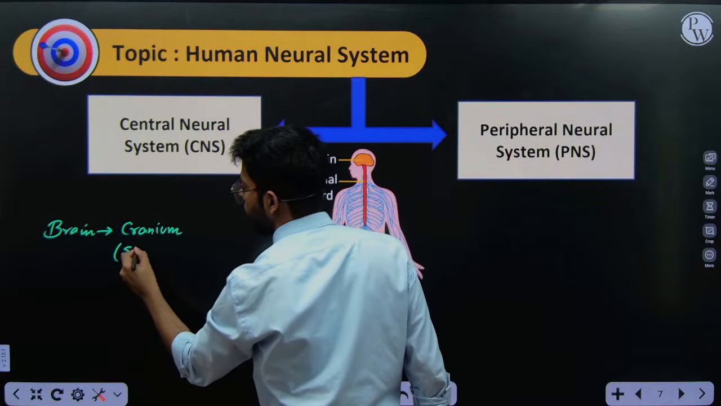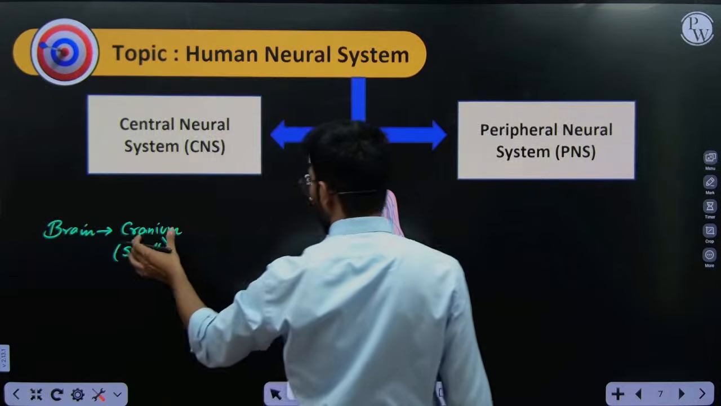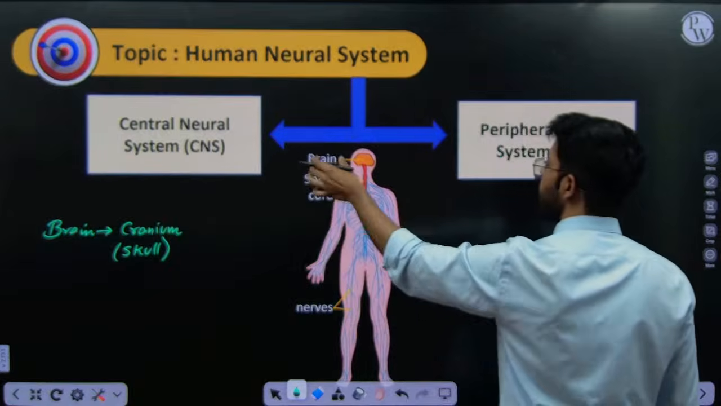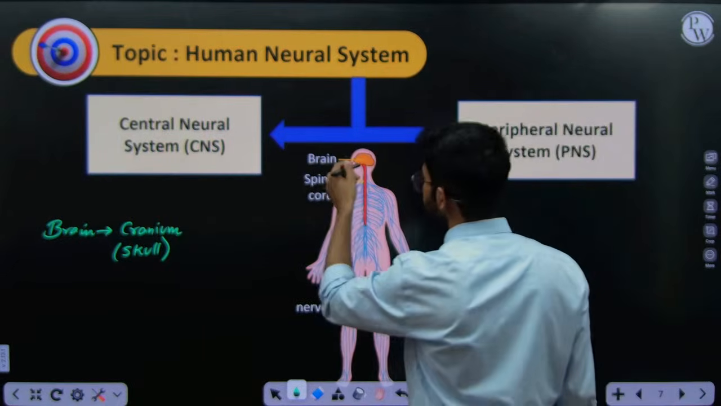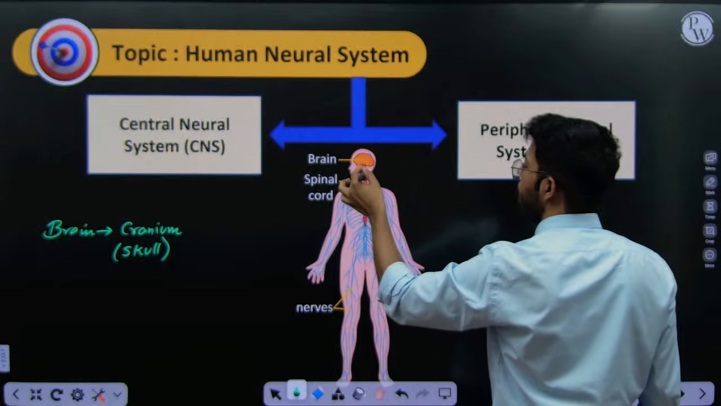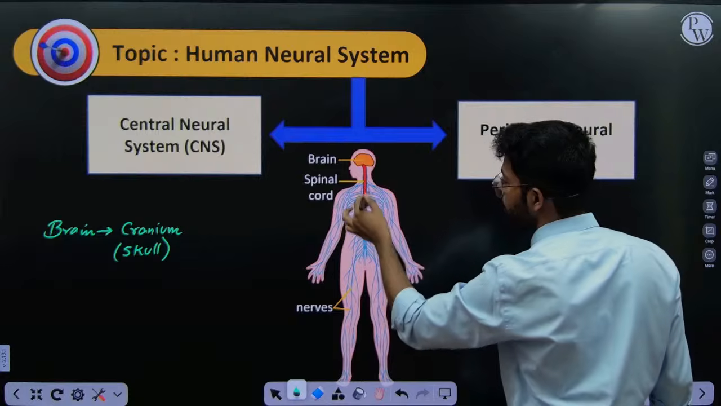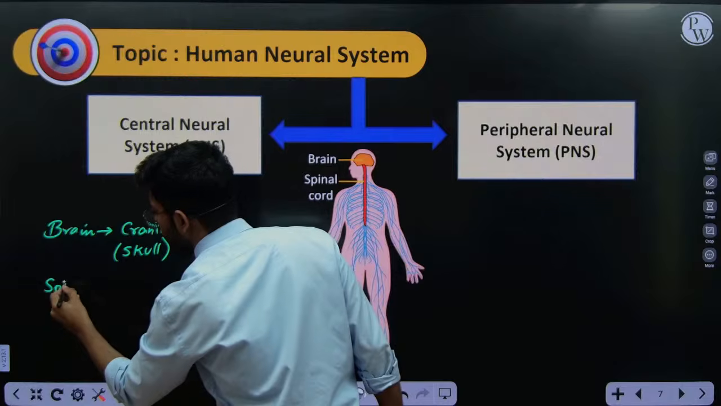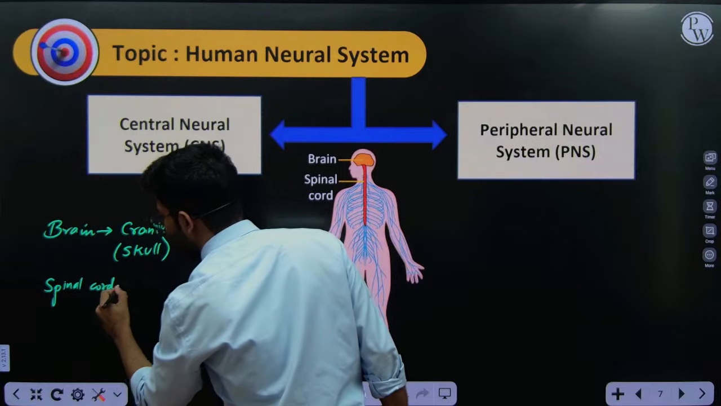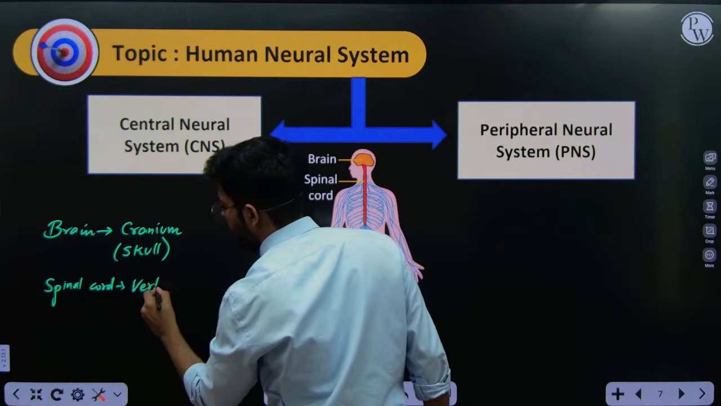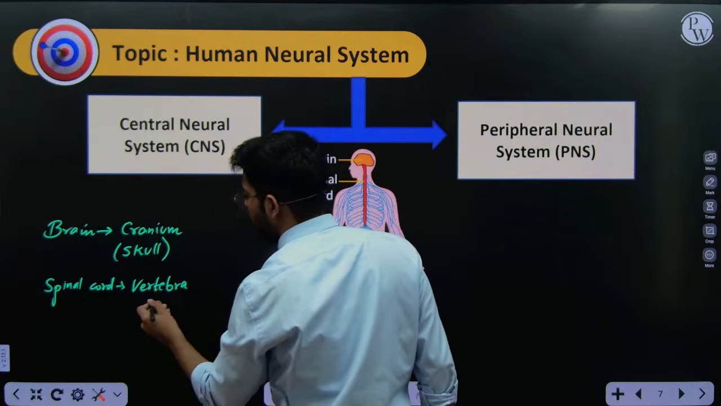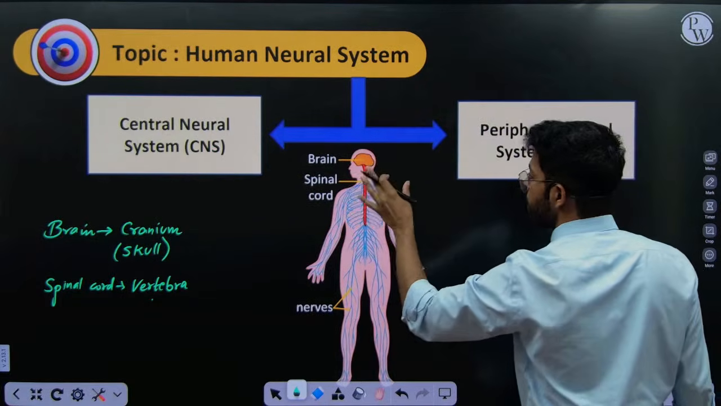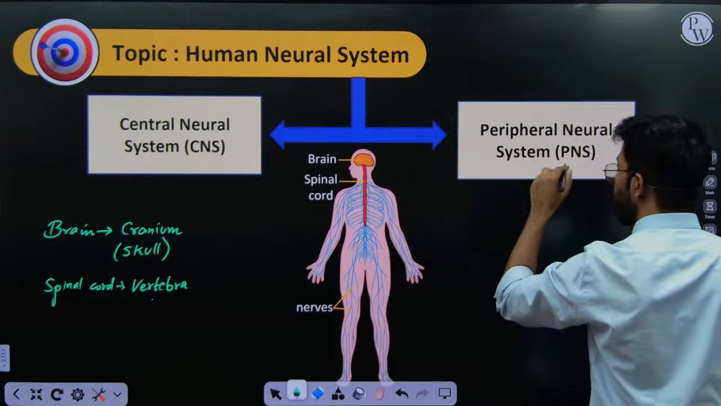The cranium of the skull is a bony structure, a bony box, and inside this the CSF is present and the brain is suspended in this fluid. Then the spinal cord arises from the brain and runs across the vertebral column, and all the nerves that arise from this central nervous system are in the peripheral nervous system.